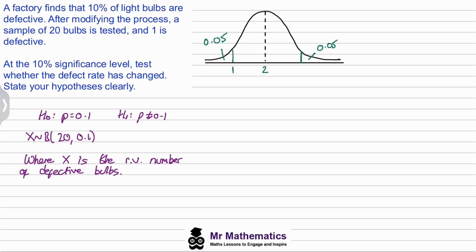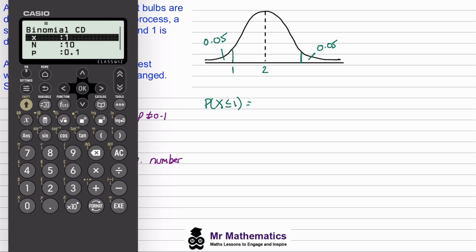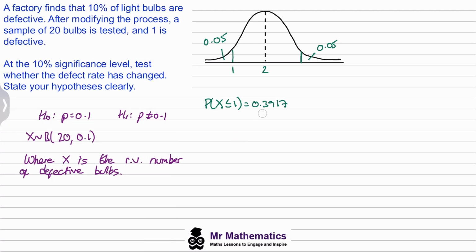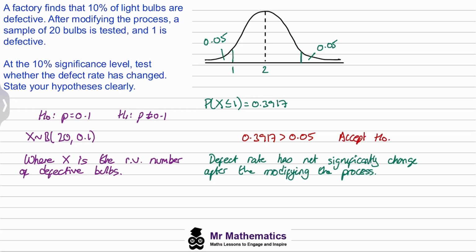So now we need to find the probability of X being less than or equal to 1. So now if we go to our calculators, we'll choose x as 1, n as 20, and p as 0.1, and we'll get a probability of 0.3917. So our conclusion then is because the test statistic is greater than the significance level, we can accept H0. The defect rate has not significantly changed after modifying the process.